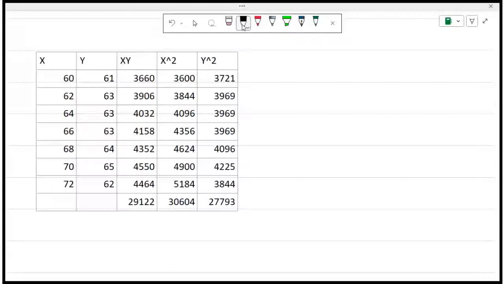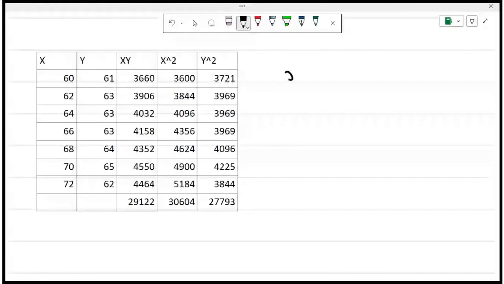Okay, so these are the values that we have calculated. Now I will apply the formula for the correlation coefficient. No, sir, the screen was not visible earlier. Now it is visible. Now I will apply the formula for calculation of the correlation coefficient.